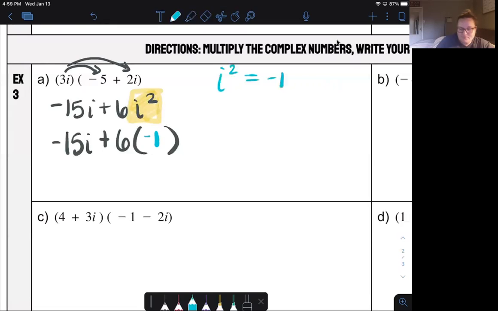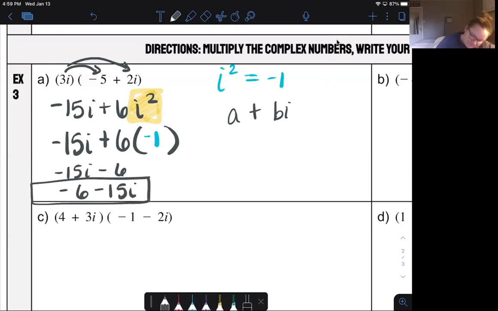with negative 1. So 6i squared is the same thing as 6 times i squared. So we rewrite it as 6 times negative 1. Well, then we're going to have negative 15i, and 6 times negative 1 is negative 6. But when I write a complex number, I always want it to look like a plus bi. I'm going to put that integer, the negative 6, first, and the negative 15i second. And notice that the signs followed: the negative 15i followed the 15i, the negative 6 followed the 6.